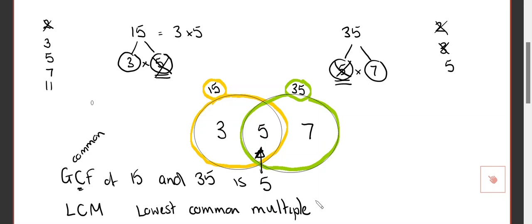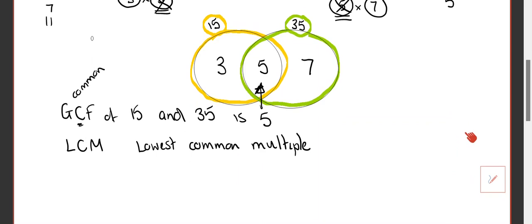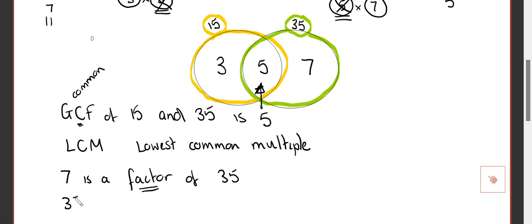Does that make sense? Let me write that down. 7 is a factor of 35. 35 is a multiple of 7. Basically, if a number is a multiple, it's in that times table. So 35 is in the 7 times table. It's 5 times 7. Multiple sounds like multiply. So 35 is a multiple of 7 because it's 5 lots of 7.